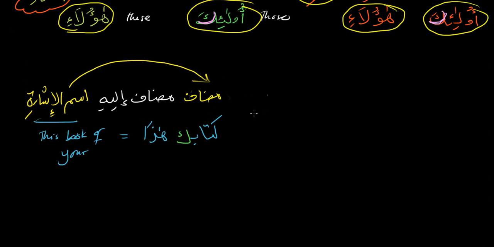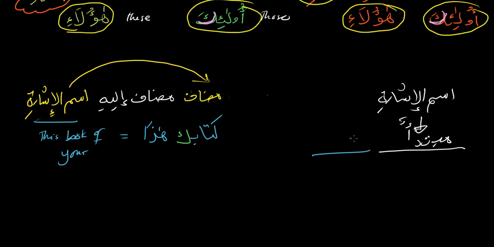Okay, point number 4. If the ism ishara occurs as a mubtada, then the khabar will generally be a nakira. So if ism al ishara comes as a mubtada, the khabar is generally nakira. For example, haza kitabun, this is a book.